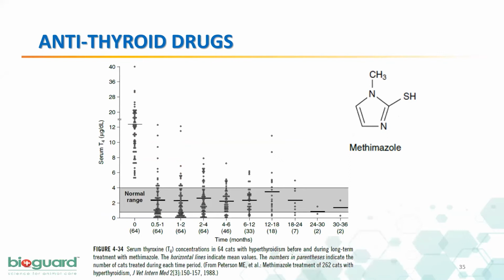Here is one of the case studies where you can see that 64 hyperthyroid cats first showed high levels of T4 before the treatment with methimazole, and later, within 30 to 36 days, you can see that most of the cats were treated very nicely and came into the normal range of T4 levels because of this drug.